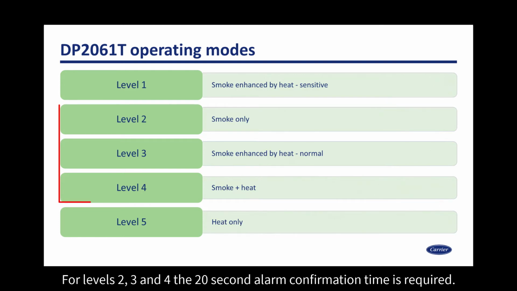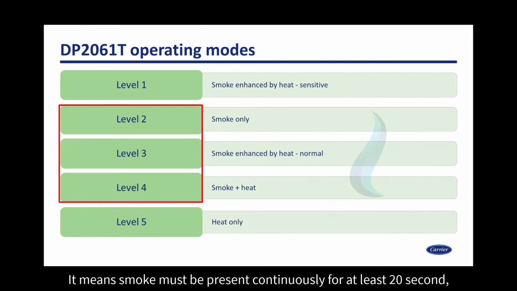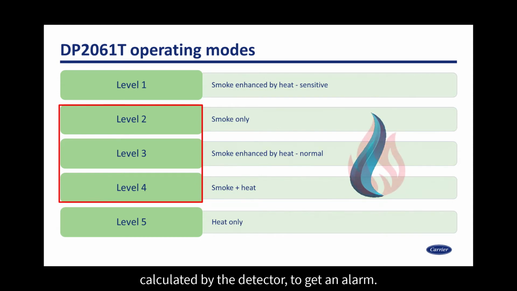For levels 2, 3, and 4, the 20-second alarm confirmation time is required. It means smoke must be present continuously for at least 20 seconds, calculated by the detector, to get an alarm.